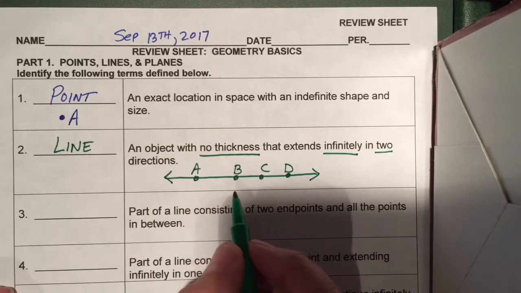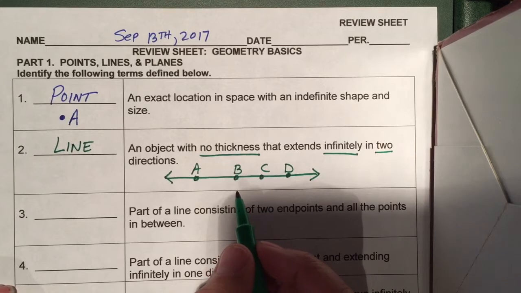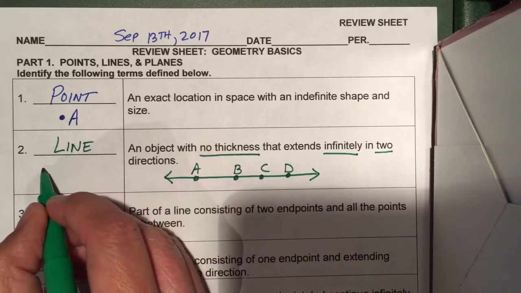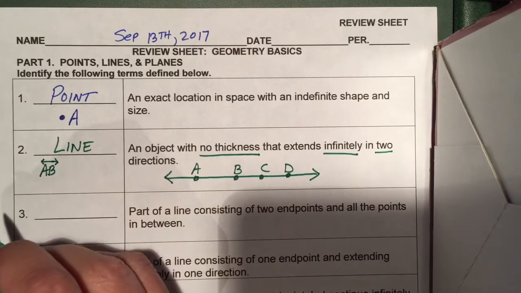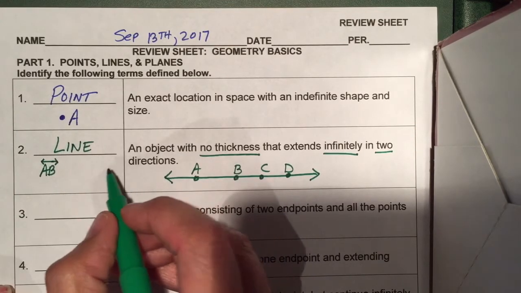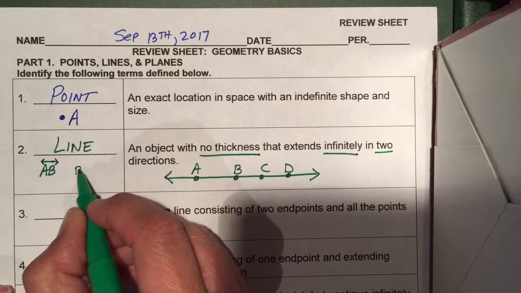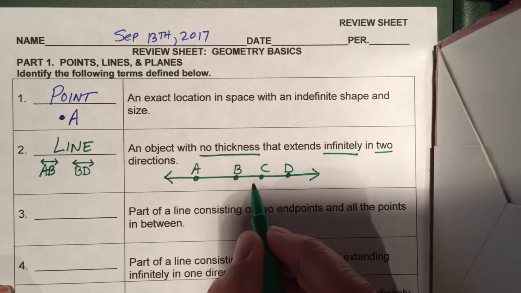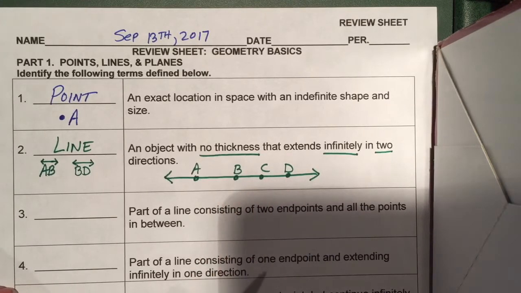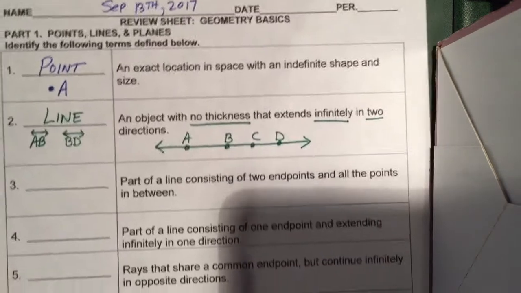Now, when we name a line, remember, we can name a line with any 2 points that are on that line. So I could call this line AB. Remember, this is the line symbol. Or I could call it line BD if I wanted to. Or I could call it line BC or line CB or line DA. Doesn't matter as long as I'm just picking 2 points, because remember, any 2 points determine a line. Okay, so let's look at number 3.